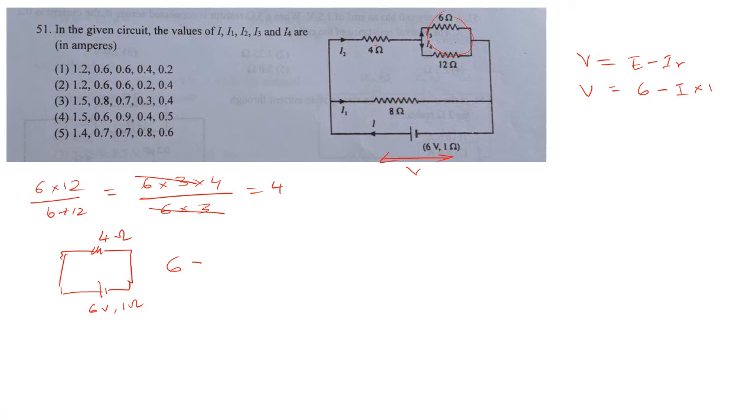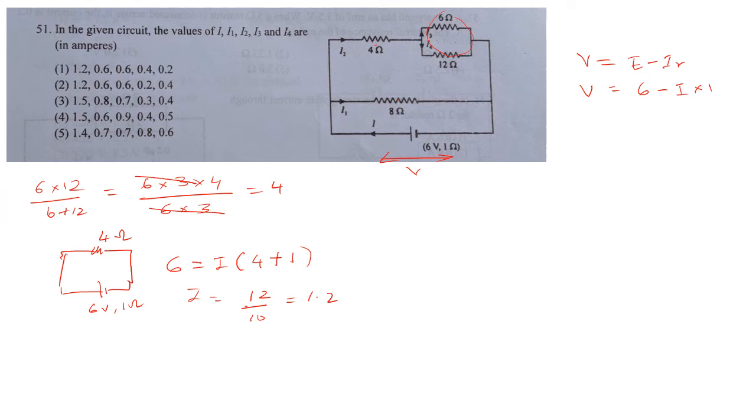So 6 equals I into 4 plus 1. Here 6 is the EMF, and in the IR terms we have 4 and 1. So I equals 6 divided by 5, which equals 12 divided by 10, that is 1.2 ampere. So it has to start from 1.2, so either the first or the second is the answer.